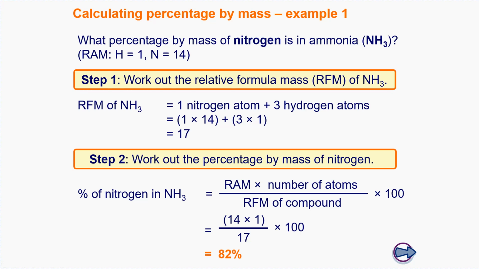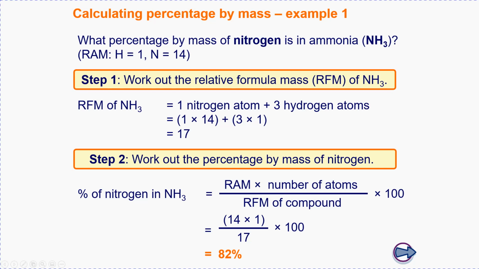Now, there's 2 ways that I can think about this. Obviously, the whole of the compound has to be 100%. So if nitrogen makes up 82%, that must mean that the remaining 18% is made up from hydrogen, because it has to add up to 100%. So that's one way that I could figure it out. But I can also check that by doing the calculation.